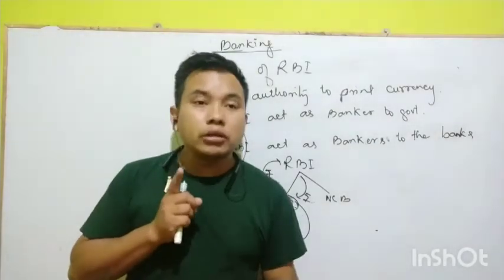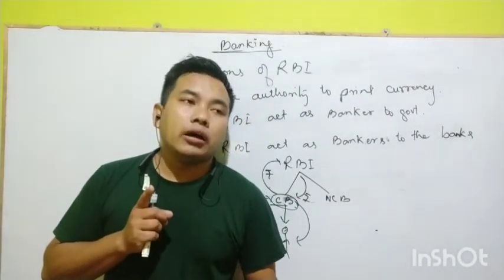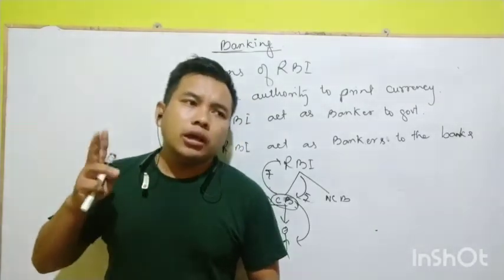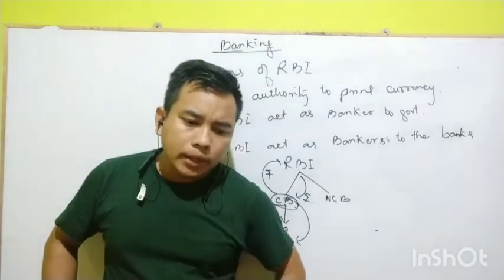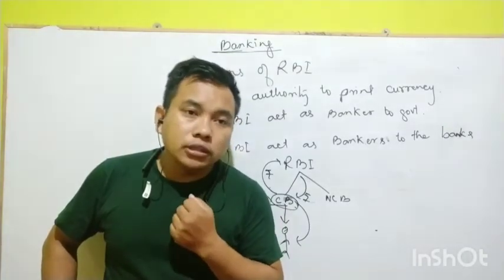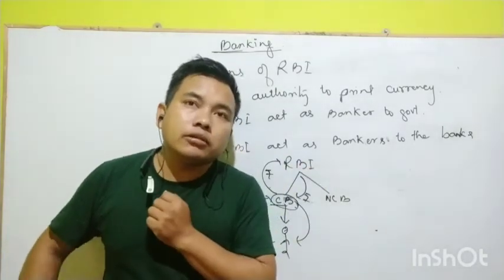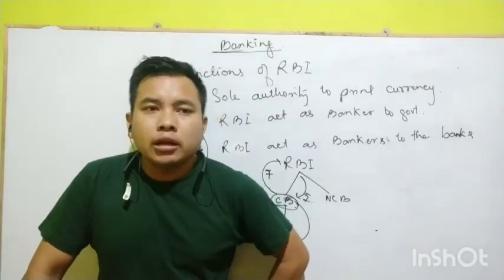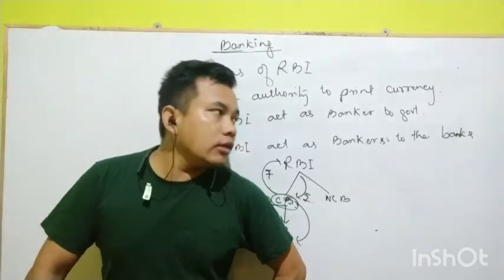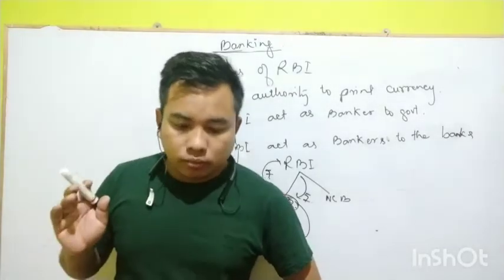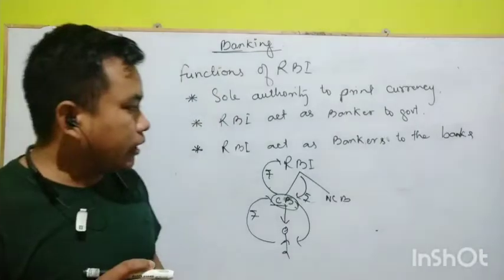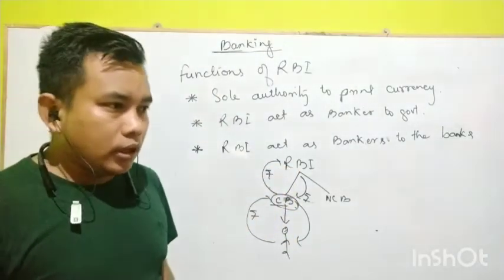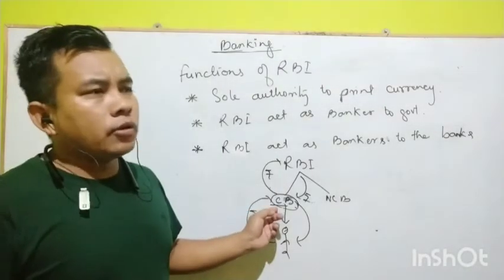That is interpretation number 1: they will deposit their money when they have excess, and when they need money they will borrow it. Interpretation number 2: if the commercial banks in India need money, they will borrow that money for any emergency needs, and RBI will fulfil all the emergency needs of the commercial banks, such as non performing assets.